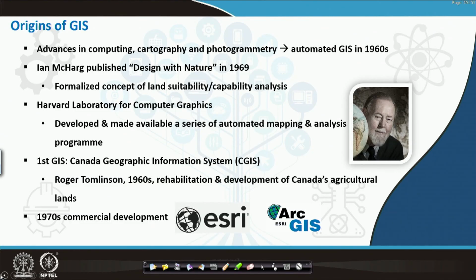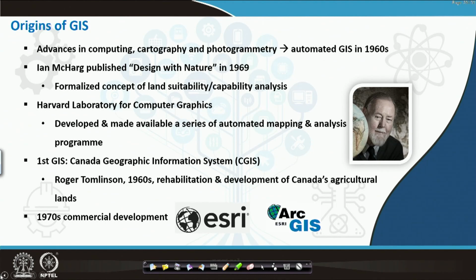When we think about the origins of GIS, it was with the advances in computing, cartography and photogrammetry, which started with automated GIS in the 1960s. Cartography was at its initial stages, it was picking up pace, whereas computing was at a very advanced stage at that point of time, and photogrammetry was a point where people were understanding how it can be applied. In that case, the concept of automated GIS evolved.